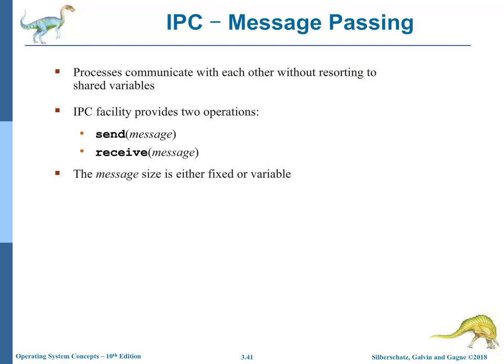Let's take a look at the message passing model. Message passing provides a mechanism to allow processes to communicate and to synchronize their actions without sharing the same address space. It is particularly useful in a distributed environment where the communicating processes may reside on different computers connected by a network. A message passing facility provides at least 2 operations: send message and receive message.